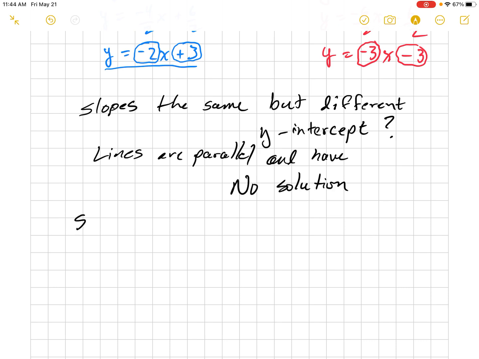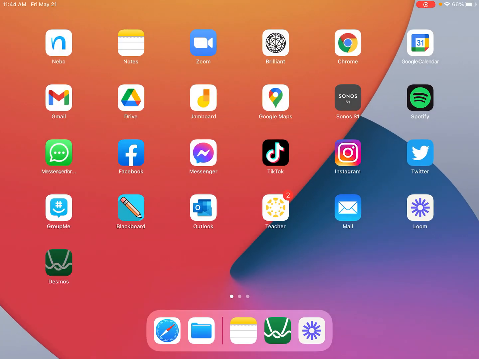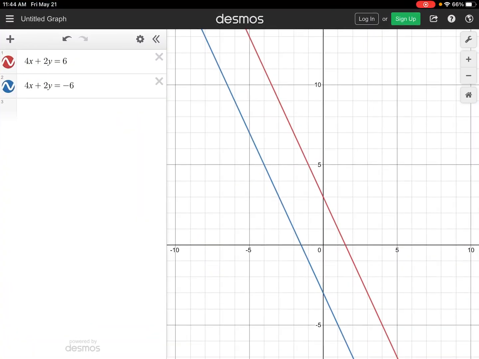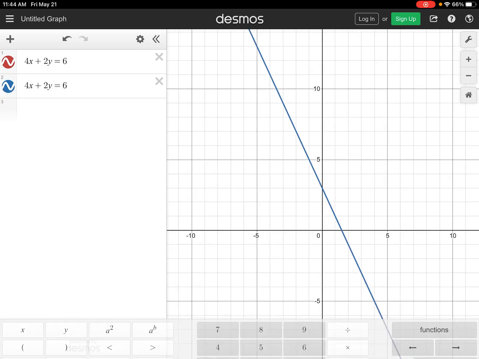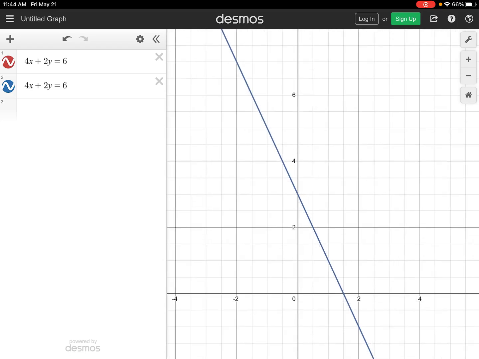But what if the slopes are the same and the y-intercept is the same? Then what? Well, if we look at Desmos again, and we'll set that up, the slope is already the same. The y-intercept we can make the same as well. Oh my goodness. Well, they're pretty much the same. Well, they are. They're exactly the same line.